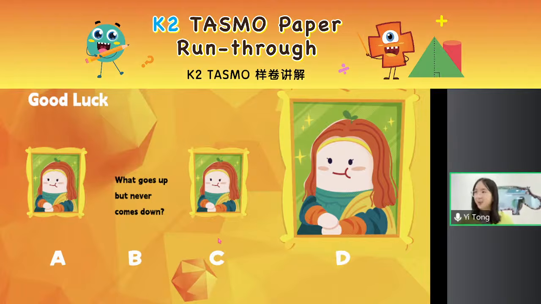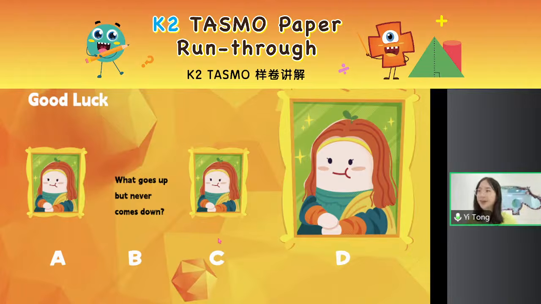So, wait a bit for you to choose. Okay. All right, let me wait for you. What goes up but never comes down? Oh, wait, I see the smart one. Yes, age. Oh, now so many people writing down the answer. Yes, age. Okay, because we all grow older, right?